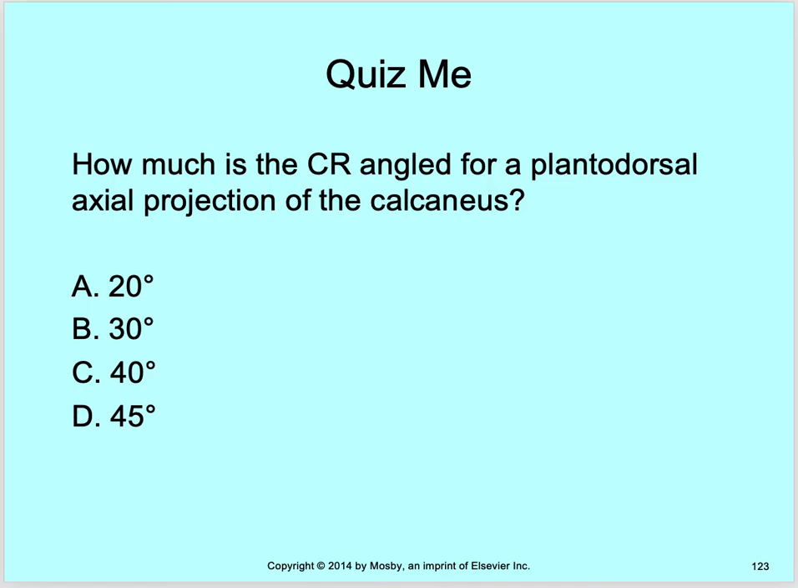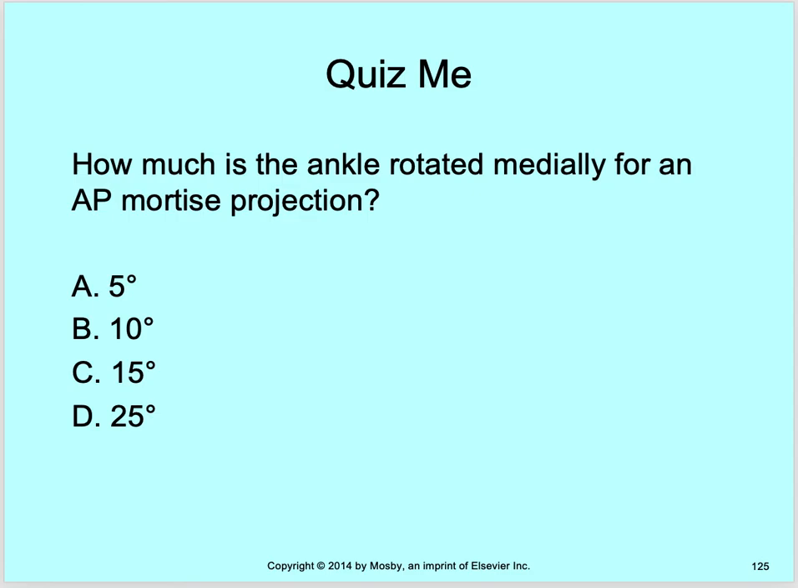How much CR angle for a plantar dorsal axial projection of the calcaneus? So we have a plantodorsal axial projection of the calcaneus. Are we 20, 30, 40, or 45? And if we remember the plantodorsal of the calcaneus, we know that we are 40 degrees for the calcaneus when we do plantar dorsal axial projection.